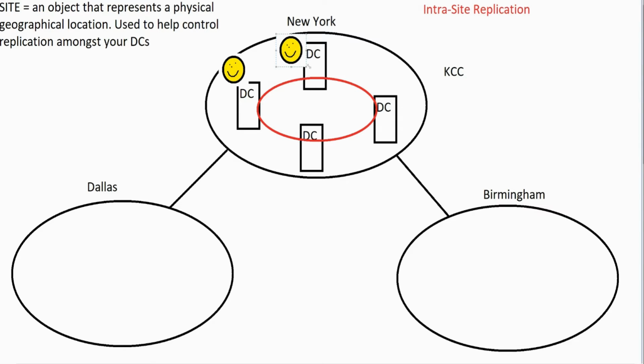And then within 30 seconds, it's going to contact the next DC, and he's going to pull that change as well. And then that DC is going to tell the next DC, and he's going to pull the change until they all know about that change. So that is how replication is going to happen within a site.